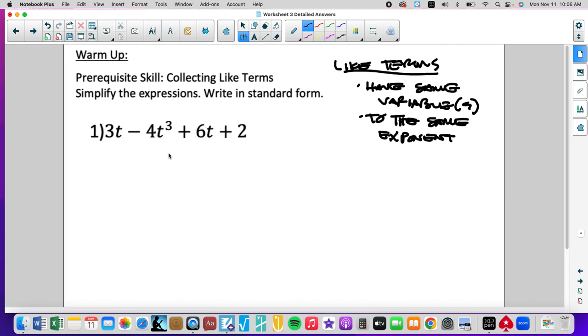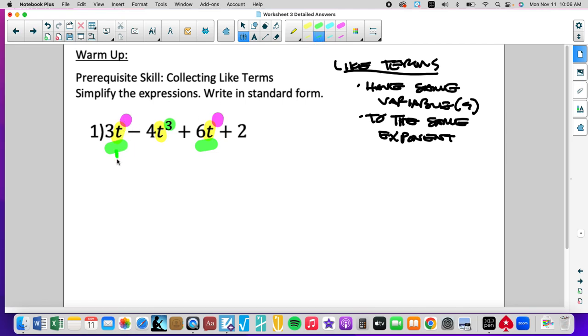So these all have t's, but are they like terms? No, they're not all like terms because this is t to the first. This is t to the third. And this is t to the first also. And then this doesn't even have a variable. So the like terms are going to be these two because they're t to the first.